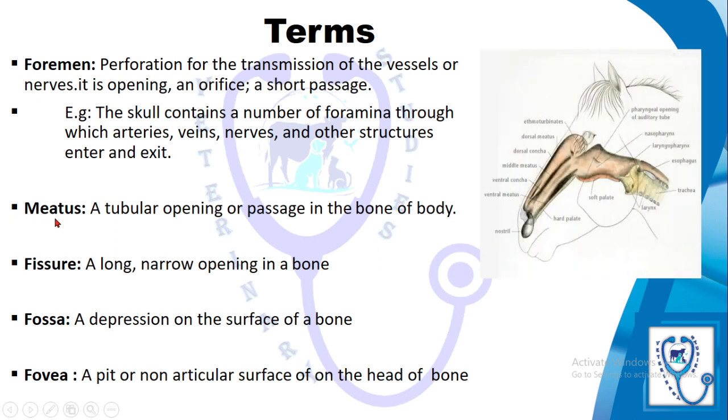Meatus. Meatus is a tubular opening or passage in the body of the bone. Like in this picture, this is a nasal bone of a horse.